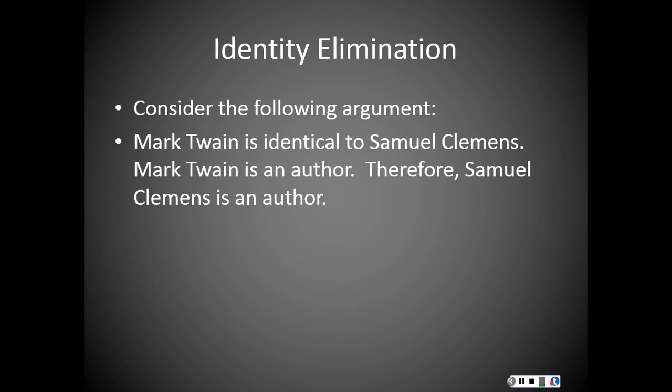Okay, moving on to the next rule, the rule of identity elimination. So consider the following argument. Mark Twain is identical to Samuel Clemens. Mark Twain is an author. Therefore, Samuel Clemens is an author. I think that this inference is straightforwardly valid. If we represent it in our notation, it comes out as follows. M equals S, AM, therefore AS.